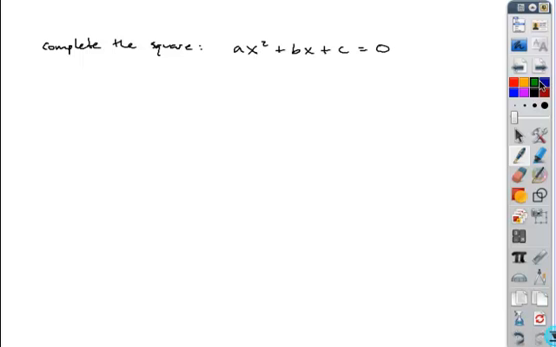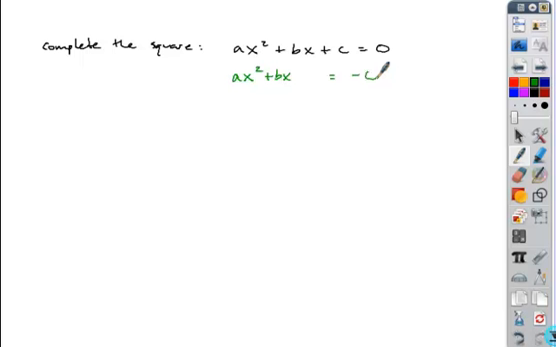And so here's just our standard form, ax squared plus bx plus c equals 0. I'm just going to show you that you can complete the square no matter what your coefficients are. Okay? So step 1 was to do what? Isolate the variable. So we're going to move the c over to the other side.